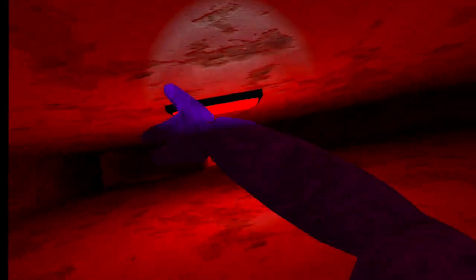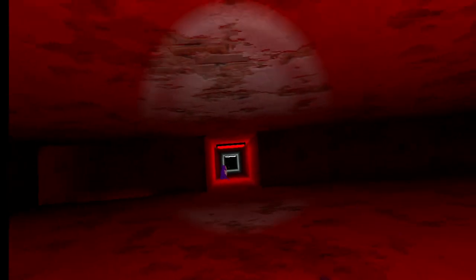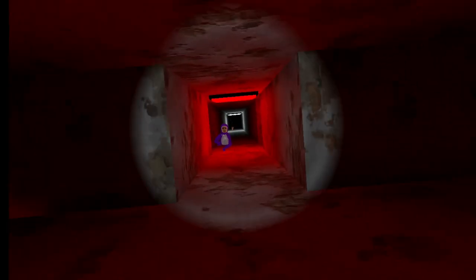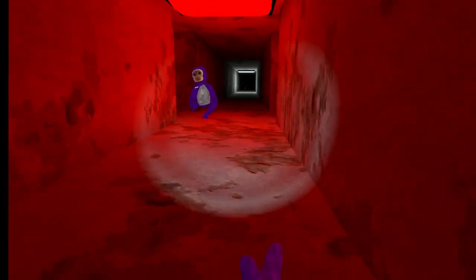Oh, my gosh. So, if you don't know what Capuchin is, it's basically Gorilla Tag, but it has horror mode. Like, horror mode is probably the most fun thing in the whole game. Like, this is what it's known for.